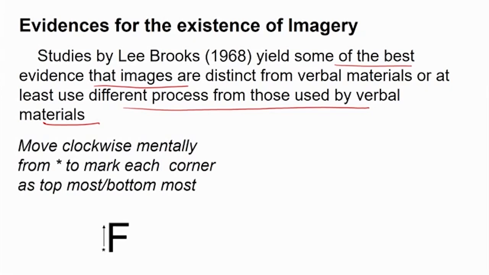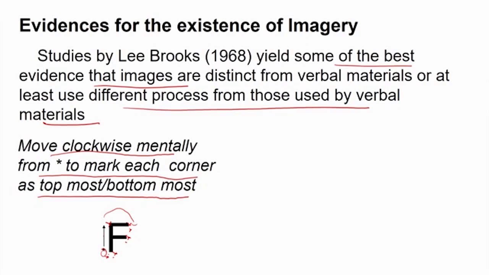In one of these experiments, a letter like this was presented to people, and an asterisk sign was there. People were asked to mentally move along it, clockwise, from the star, to mark each corner as the topmost or bottommost. Look at this F, start from the asterisk sign, and move clockwise mentally to mark each corner. This corner, this corner, this corner. You have to tell me whether these corners are the topmost or bottommost.